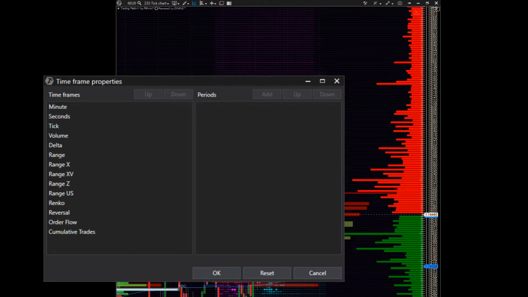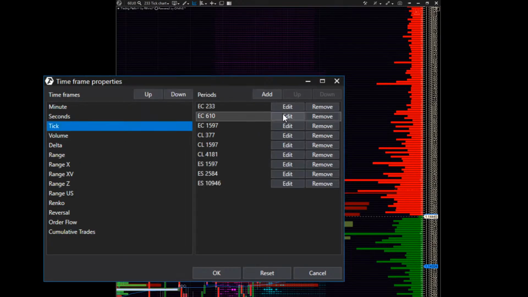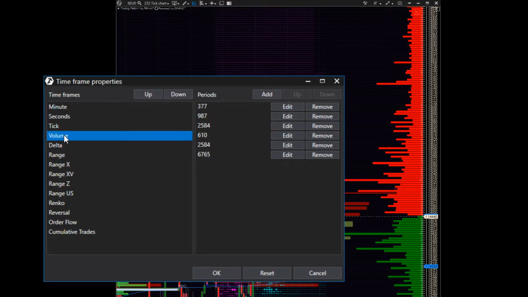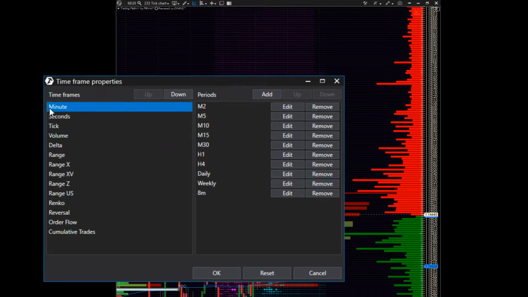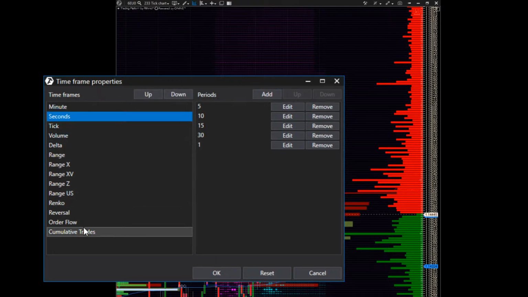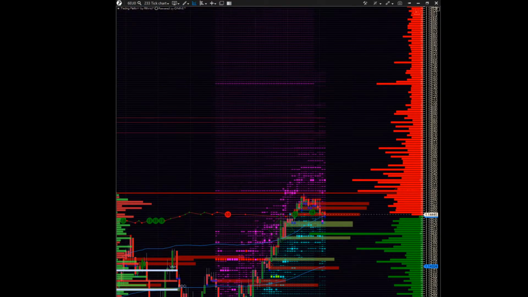and you will see configuration, and then this window will show up. And then all you have to do is, if you want to add a tick chart, just click on it, and you can add it. Okay, you click add, and you can put any name you want and edit it. Same for anything, for volume, for minutes, seconds, range, order flow, everything. Okay, it's pretty simple. Right, hope that helped you.